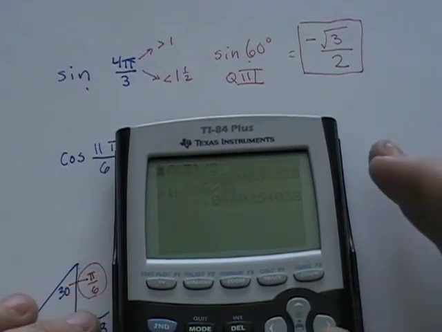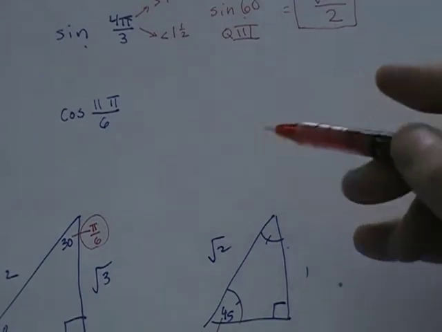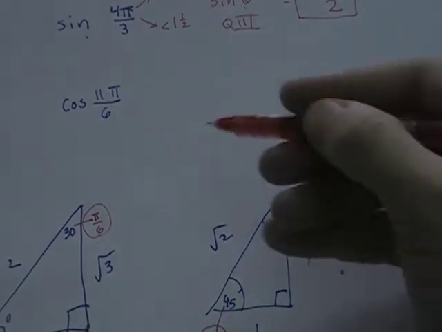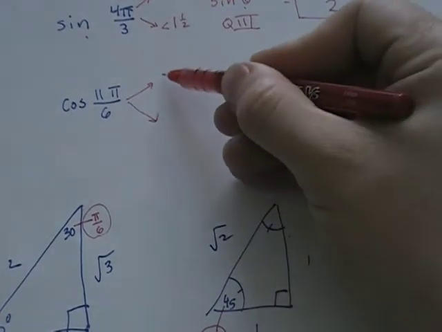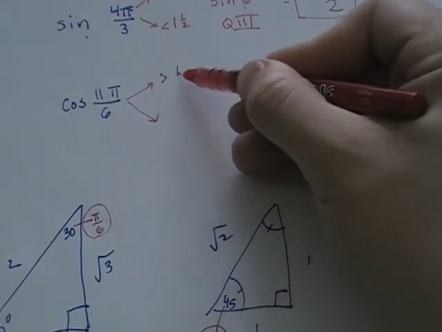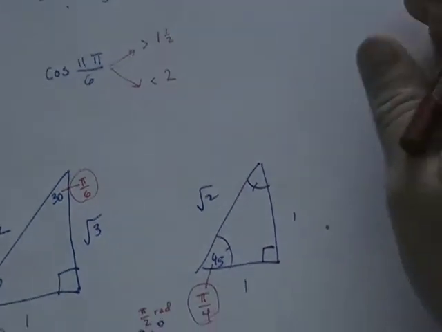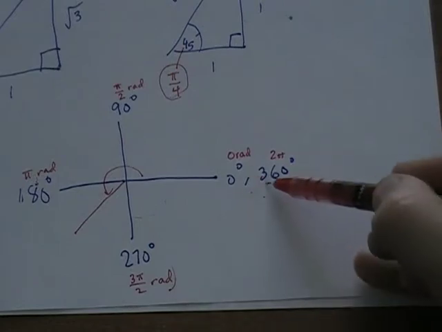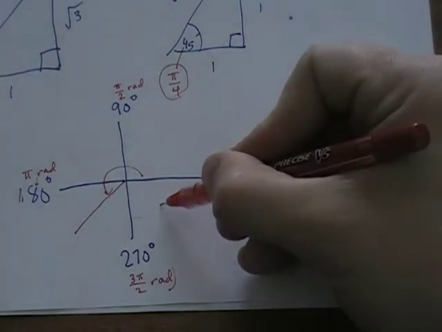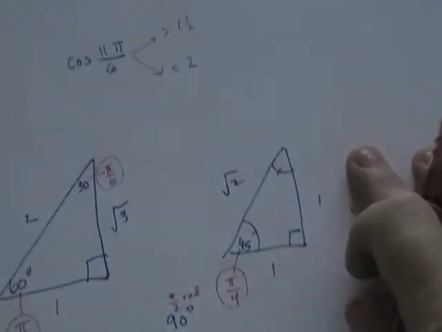Now that is cool. One last one just to make sure we've done enough so that everybody's comfortable. 11 pi over 6. What is 11 pi over 6? I look at 11 pi over 6. 11 pi over 6 is greater than 1.5 and less than 2. Greater than 1.5 pi, less than 2 pi. So where's it going to be? It's going to be in quadrant 4.